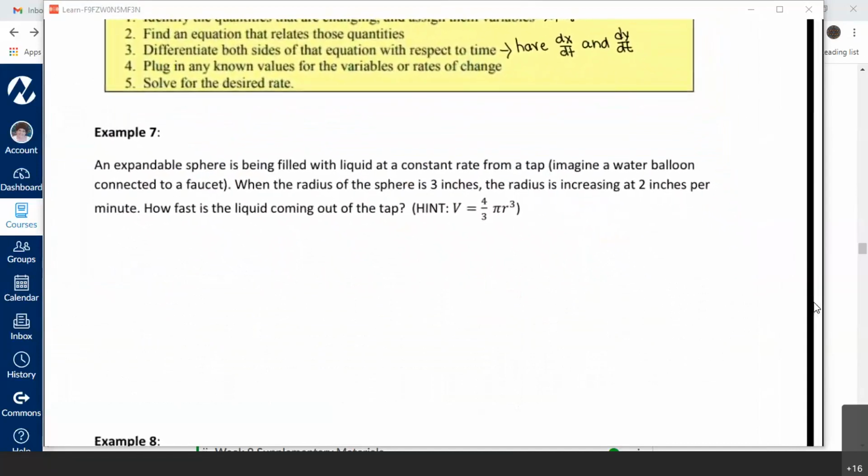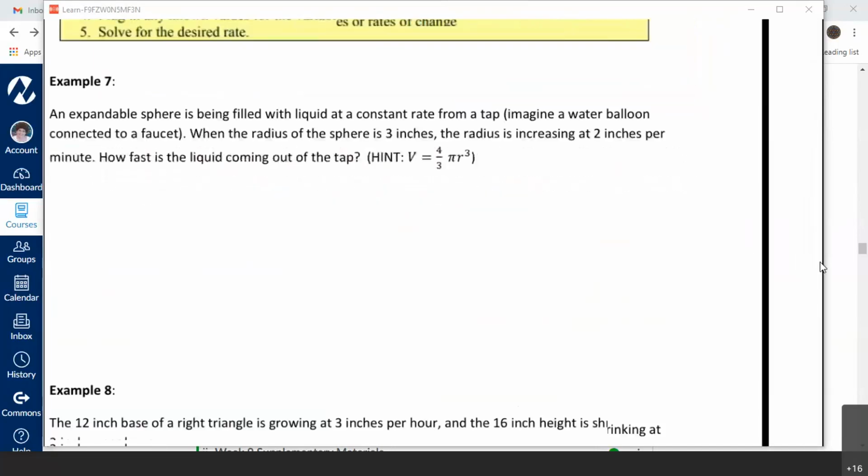An expandable sphere is being filled with liquid at a constant rate from a tap. You should be thinking water balloon connected to a faucet. If you fill up a water balloon, it goes from being pretty limp to being bigger and bigger. We're not going to burst it or anything, but we want to know how fast things are changing. So we have a sphere and its radius is 3 inches.